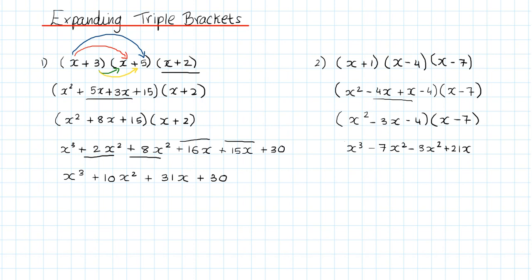The next step is to multiply minus 4 by x to give you minus 4x. And finally, minus 4 times minus 7, which is plus 28. So now I have to look for like terms. Minus 7x squared and minus 3x squared are like terms. 21x and minus 4x are like terms. So you have x cubed minus 10x squared plus 17x plus 28.